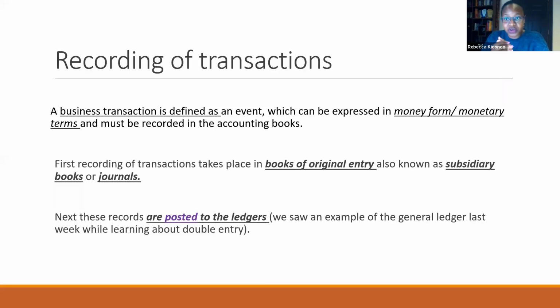Now, after that, we go through a process that we call posting. We post to ledgers, and we looked at some ledger accounts last week. So we post the summary in the subsidiary accounts or in the journals into the ledger accounts. Now, when it comes to the ledger accounts, that's where the double entry comes in. That's where we debit and credit, debit and credit, debit and credit. And I hope you remember the debit is the left and the credit is the right.